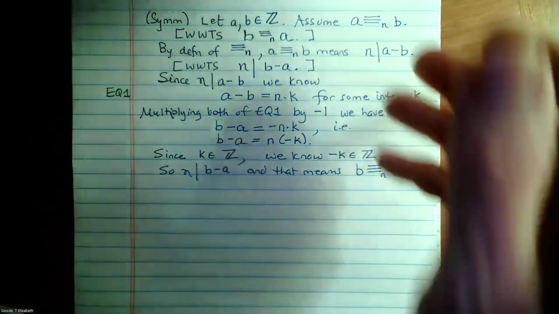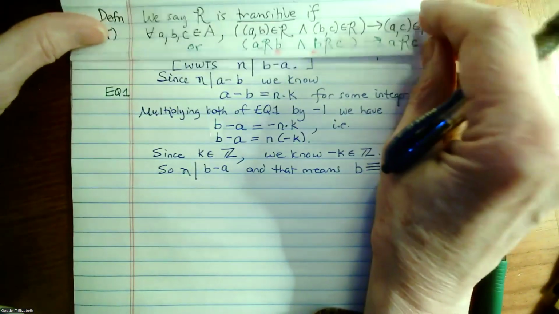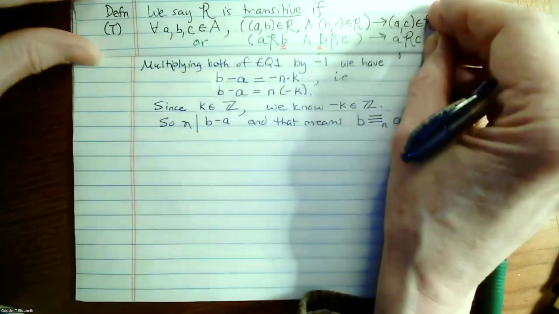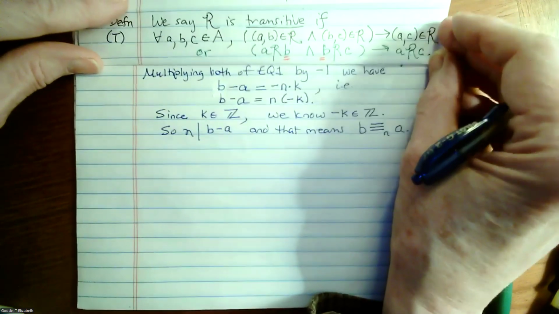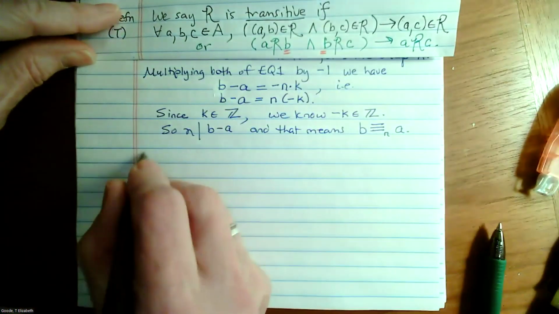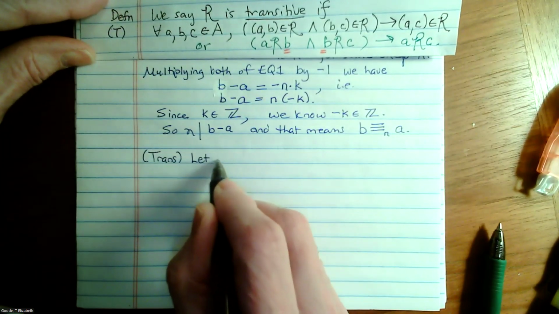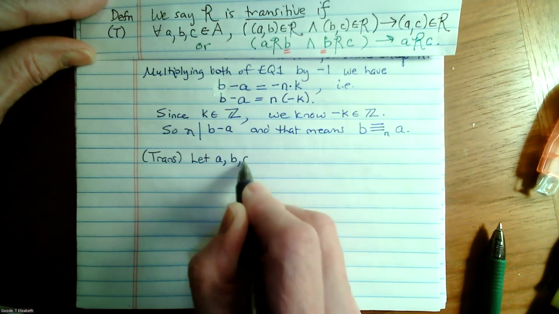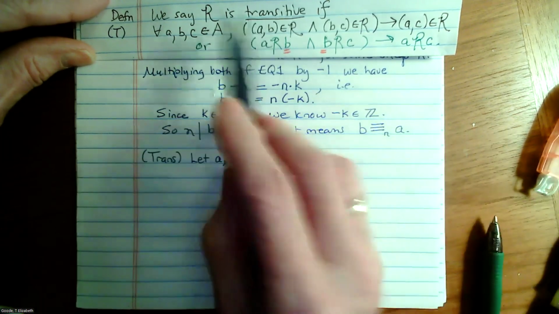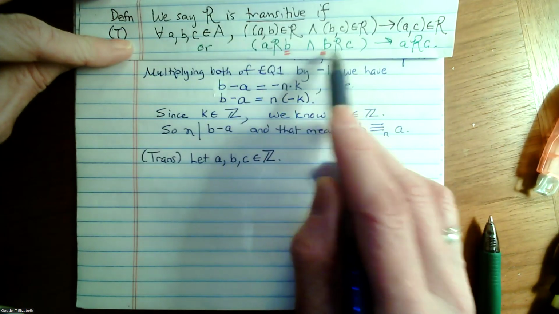All right, here we go. We've got one more to do. Here's our definition of transitivity. We want to prove transitivity. RST 123. We will need 3 elements to prove transitivity. So give yourself 3 elements. Let little a, little b, and little c be elements of Z. We need 3.